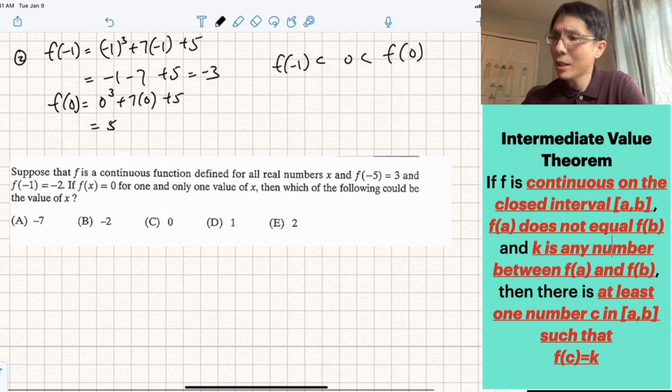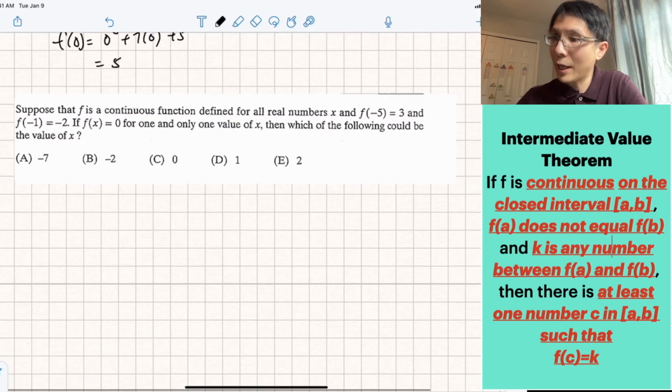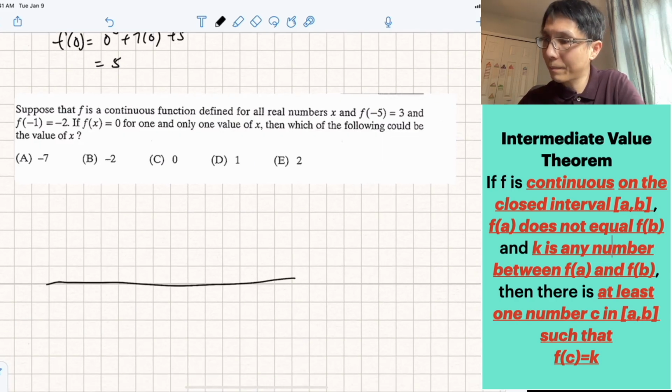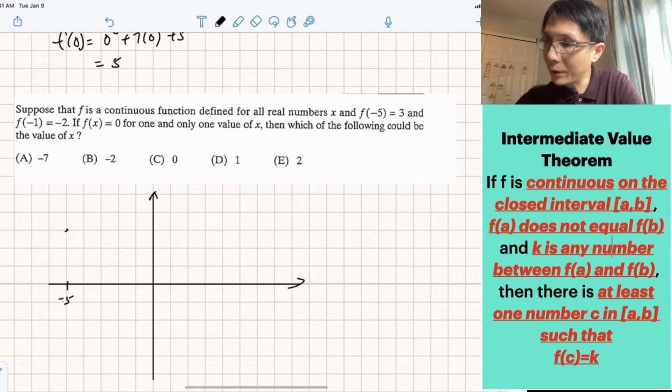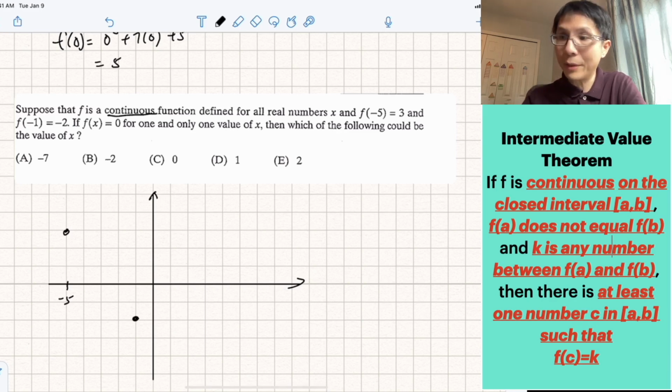Let's go to the next one. The next one says, suppose that f is a continuous function defined for all real numbers x. f of -5 is equal to 3, and f of -1 is equal to -2. So at -5 the value is 3, and at -1 it is -2. They already told you it's a continuous function, so you don't have to worry about that. So it must go through some value where f of x equals 0.